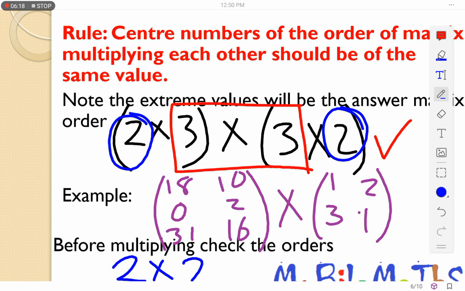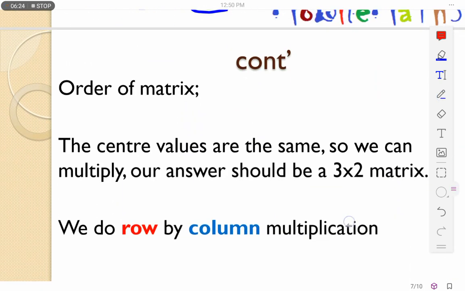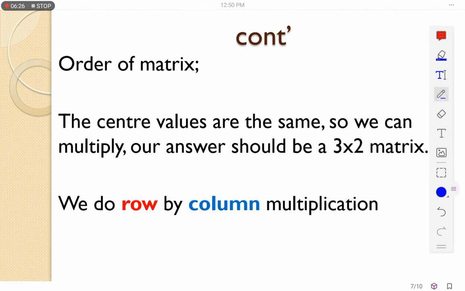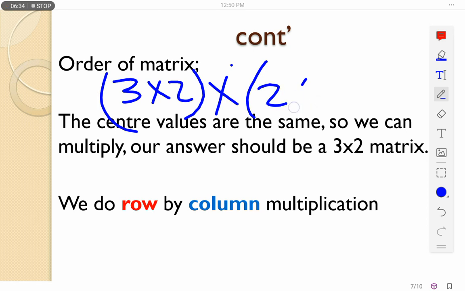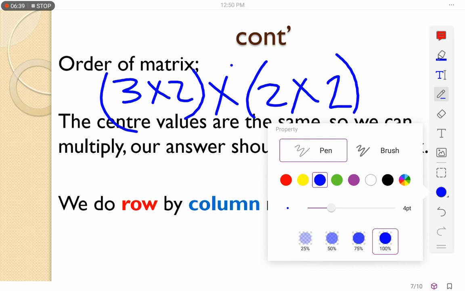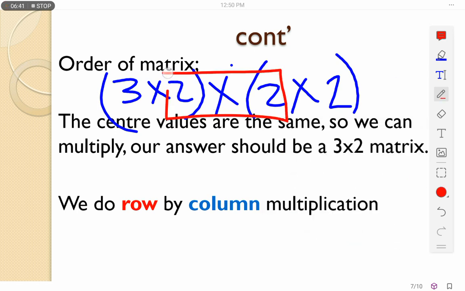So maybe we should have another example of checking our orders. I've got a 3 by 2 matrix multiplying by a 2 by 3 matrix. Okay, let's have a 2 by 2 matrix. Because we have got a 2 by 2 at the center there, it means it's doable. We can multiply, and our answer is going to be a 3 by 2 matrix. That's our answer. Okay, so we are just checking that.